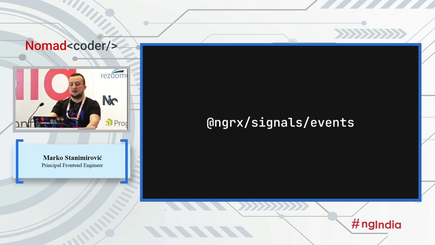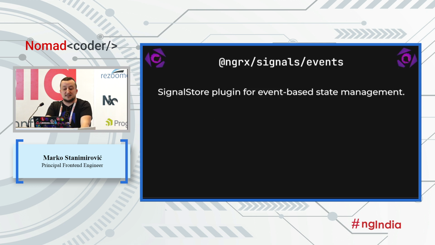And probably by the end of April, we will introduce a new plugin to the core NgRx Signals package called Events. And for now, it's a prototype that you can find on my GitHub profile. I will share the link later. So it's called NgRx Signals Events. It's a SignalStore plugin for event-based state management.